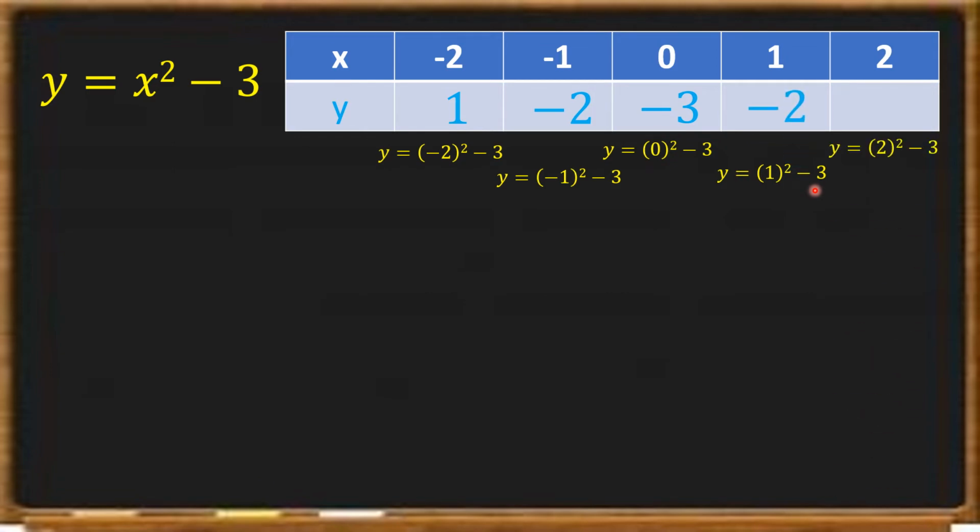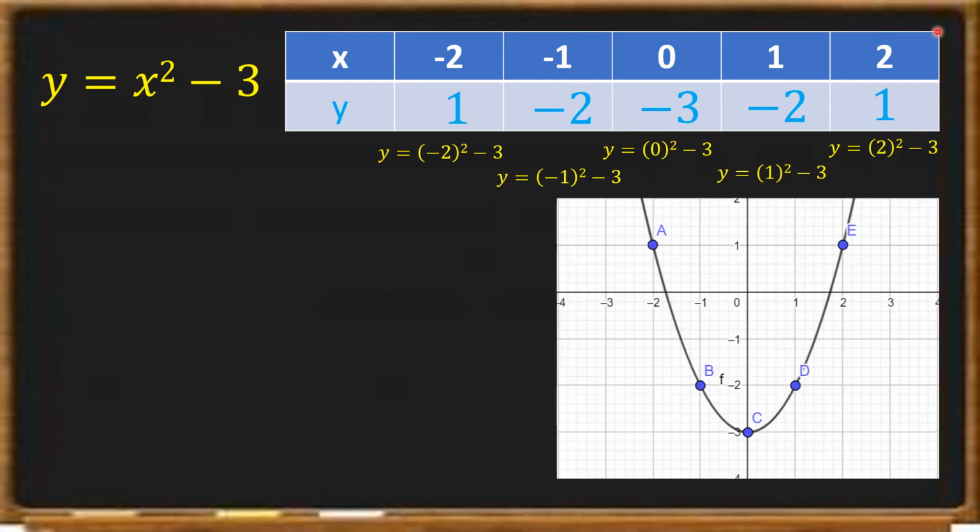And then for the fifth, you have 2. So, you have 2 squared minus 3. So, this is 4 minus 3. It's positive 1. Okay. So, we come up again with 5 points. Negative 2, 1, negative 1, negative 2, 0, negative 3, 1, negative 2, and 2, 1.